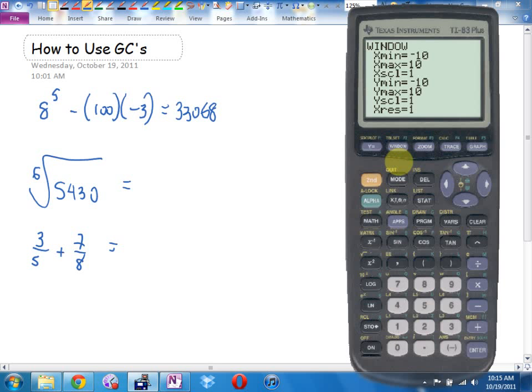Ymin, this graph is going to go to negative 10. Ymax, this graph is going to go to positive 10. Yscl 1. So if your numbers don't match mine, just type them in and hit enter as you go along to get to the next line. The only one you don't want to change is this one here, xres. Uh-uh, don't change that.